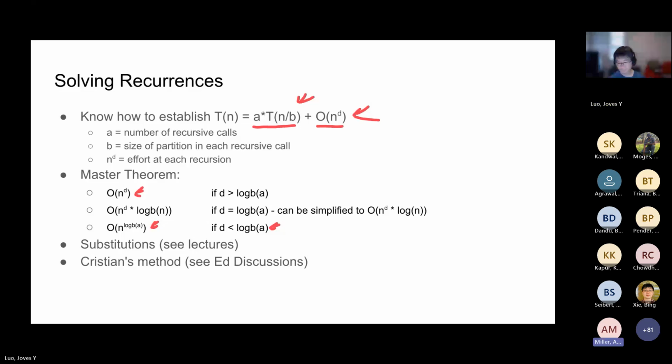Thanks, Jovis. So the master theorem seems to lend itself to divide and conquer algorithms. Are there any others? I was doing some reading and I came across another form of it for subtract and conquer problems. Would that be okay to use as well to solve some recurrences that take that form instead?